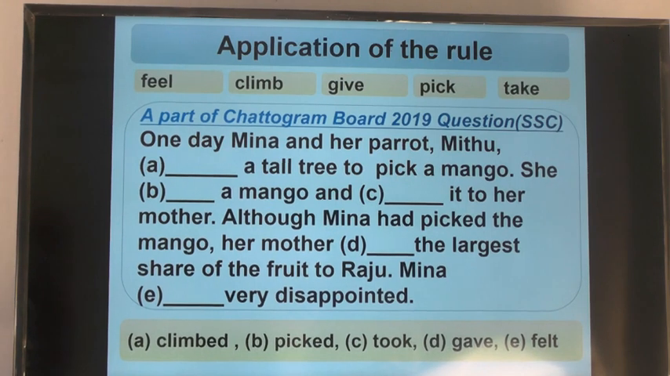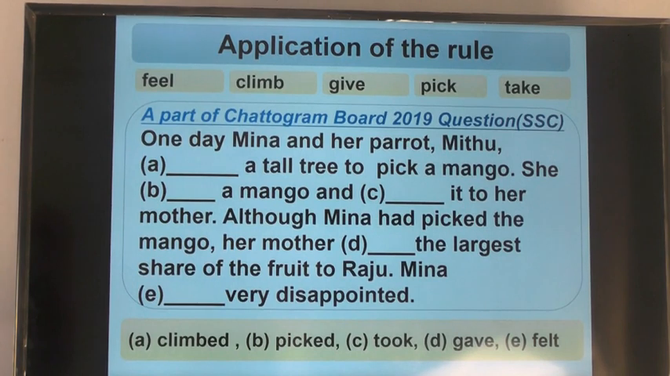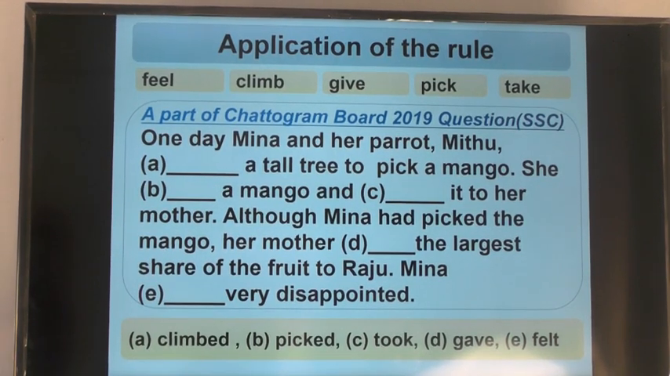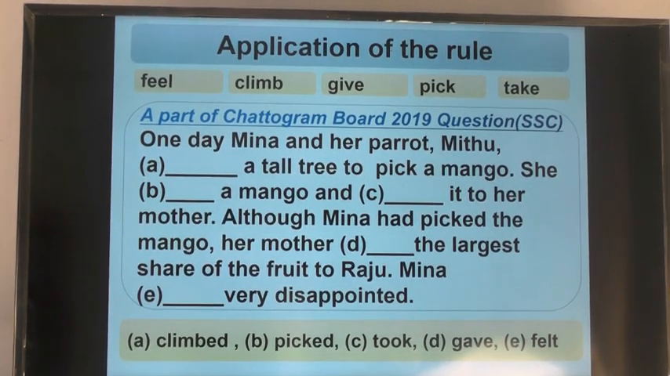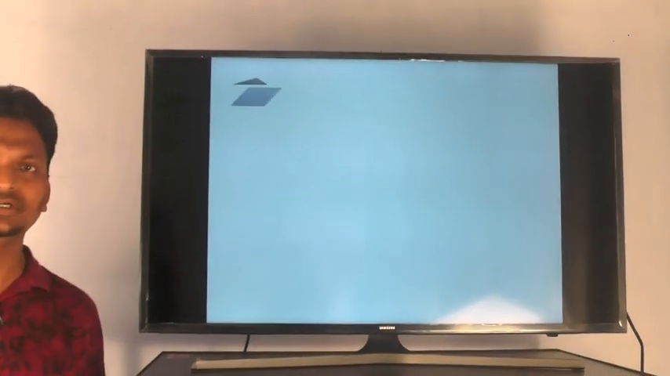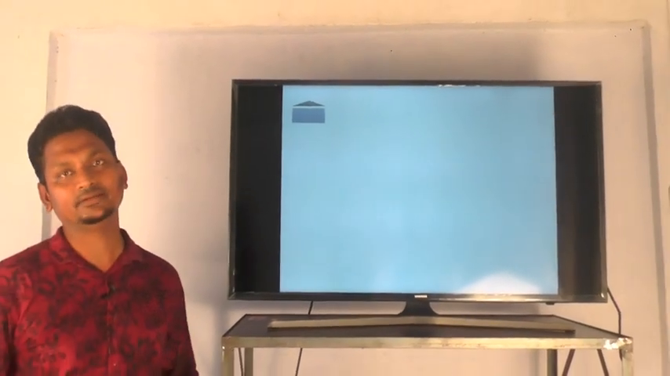And I'd like to explain just one gap here, that one day Meena and her parrot meet who. This is a past event, so a tall tree here climbed will be there, that we should use the past form of the verb climb. Similarly, we used here picked, took, gave and felt verbs. So dear students, so far I discussed the two important finite verbs, verbs present form and verbs past form.